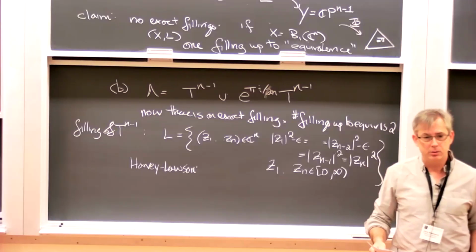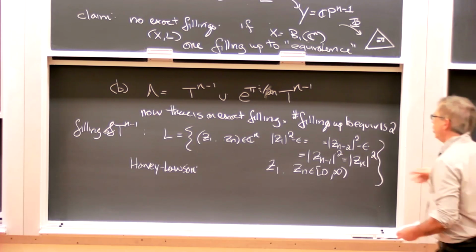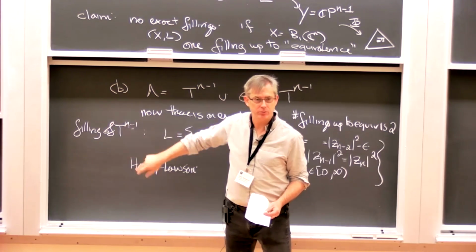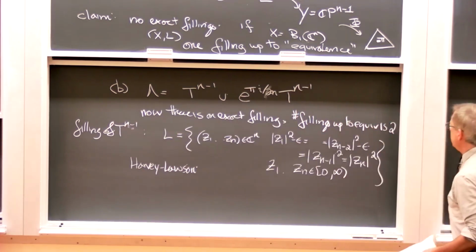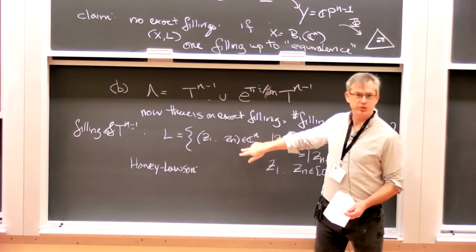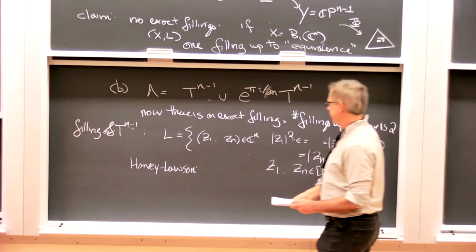I'm sorry, I don't see the e to the pi i over 2n as an element. It's supposed to be a filling for c, right? But I don't see where the switching factor is coming in. Oh, this is just a filling of the first factor. Okay. Sorry, so if you wanted a filling of this union, then you would double this by taking this thing and multiplying by a phase.